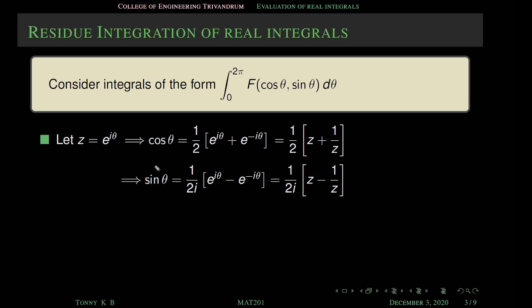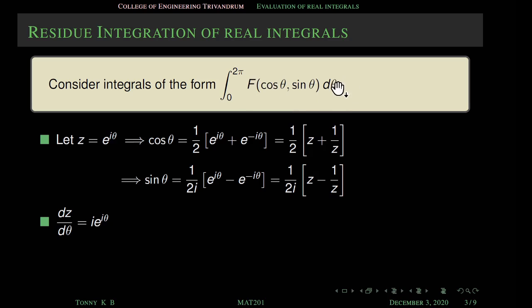The procedure is: first we substitute z equal to e raised to i theta, then we convert cos theta and sin theta in terms of z. Next, we have to convert this integral in terms of z. So we substitute cos theta by this term and sin theta by this term. So f of cos theta, sin theta becomes a function of z.